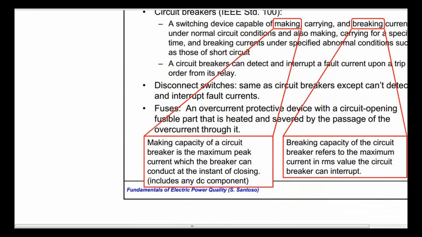The disconnect switches are not the same as circuit breakers. They can only handle the maximum load current, but they are not capable of interrupting fault currents. For the fuses, it's also an overcurrent protective device with a circuit-opening fusible part that is heated and severed by the passage of the overcurrent through it, so it can only be used once, while the circuit breaker can be used multiple times.